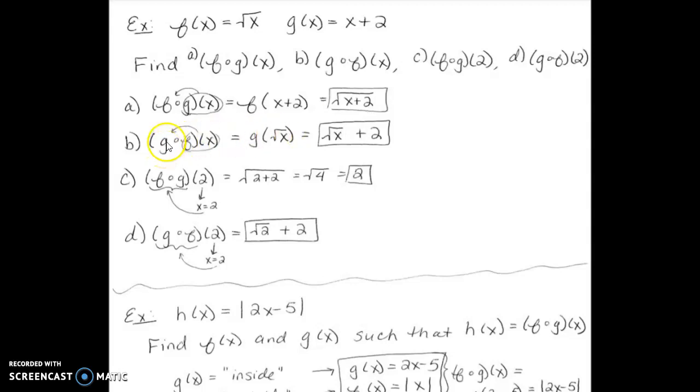Part B, g composed with f of x. So this time f comes after the circle, so f goes into the g function. So g is first, stays here. F of x becomes the input. Since f of x was square root of x, that's what we're going to plug in for x in g. So g of x is x plus 2. So the square root of x is now our x. So square root of x plus the 2.